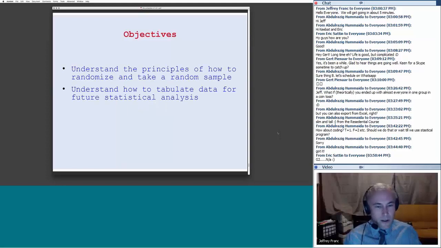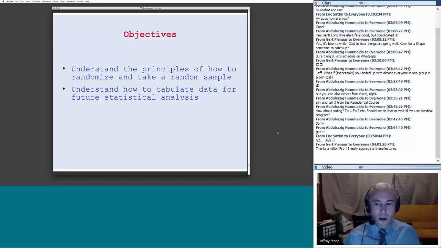And so that sort of summarizes our objectives: to understand the principles of how to randomize, and again, randomize is a verb, and how to take a random sample, and to understand how to tabulate the data for future statistical analysis.